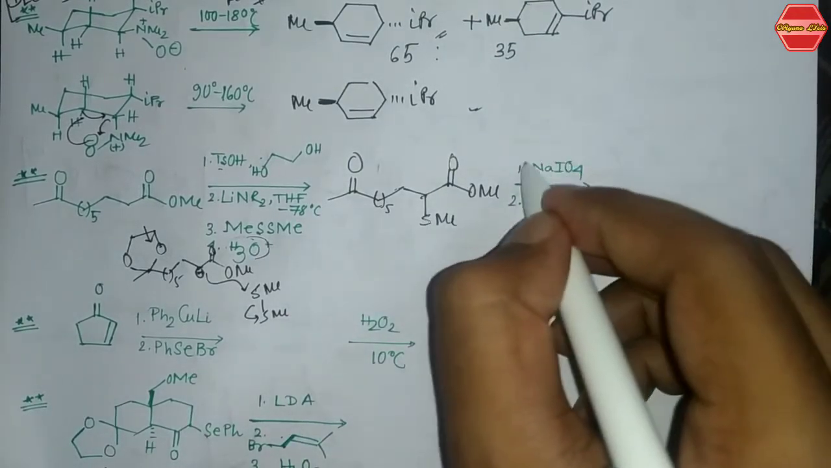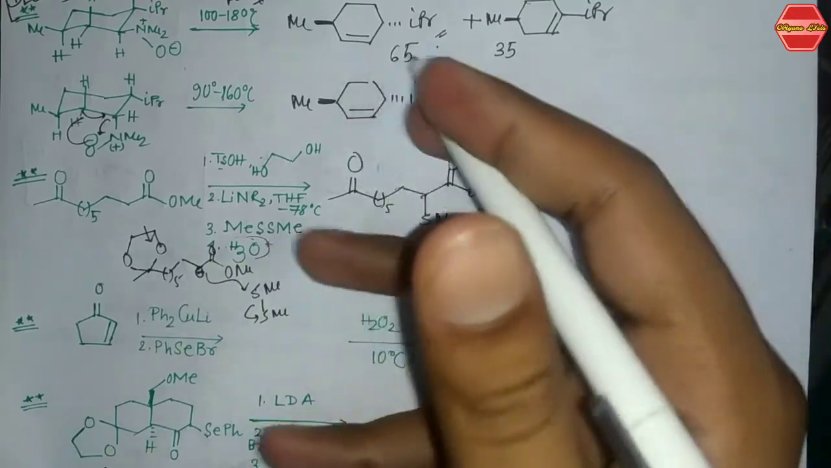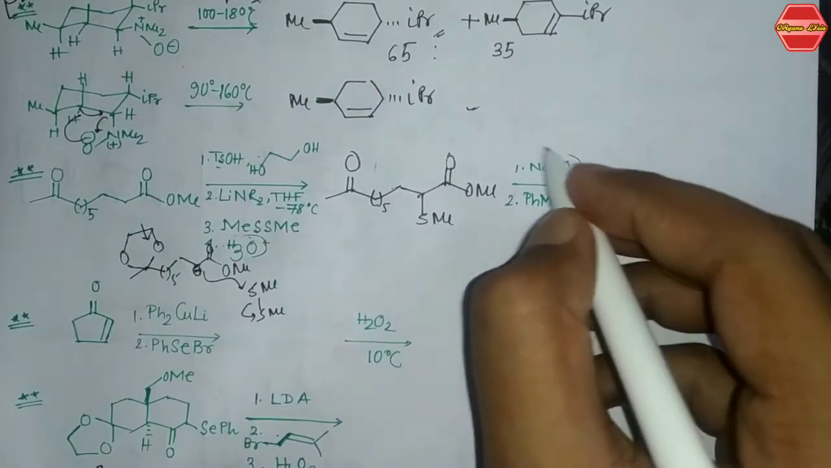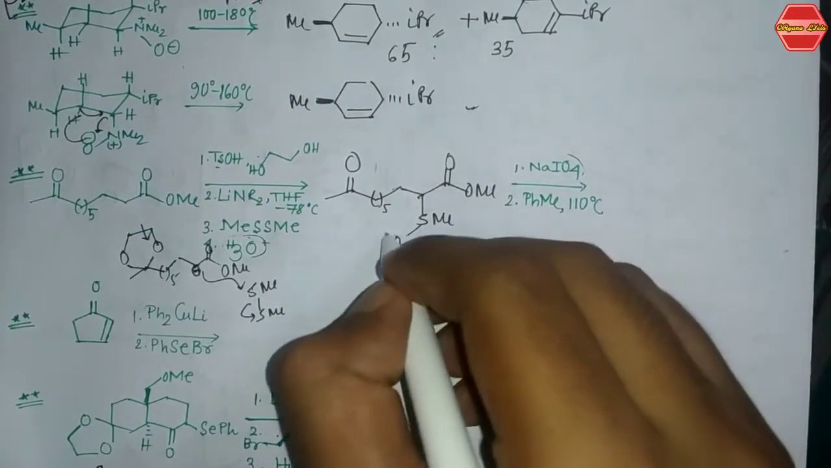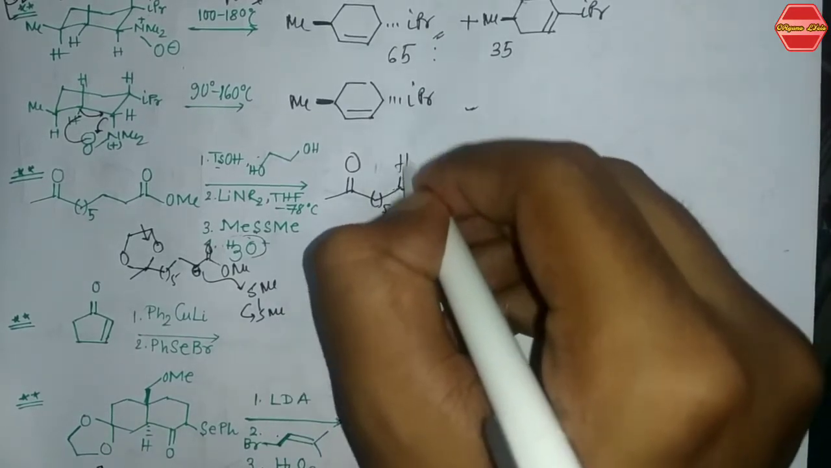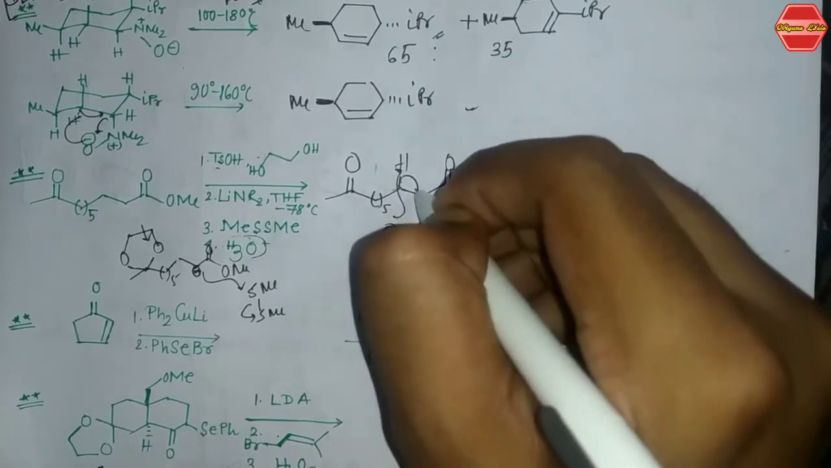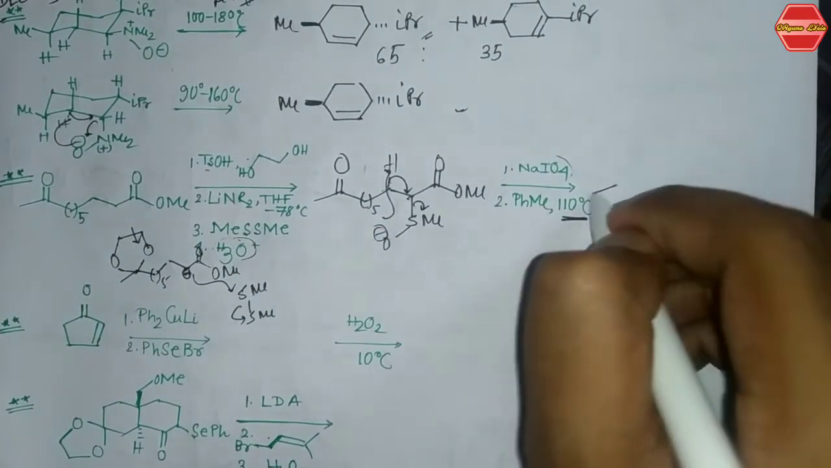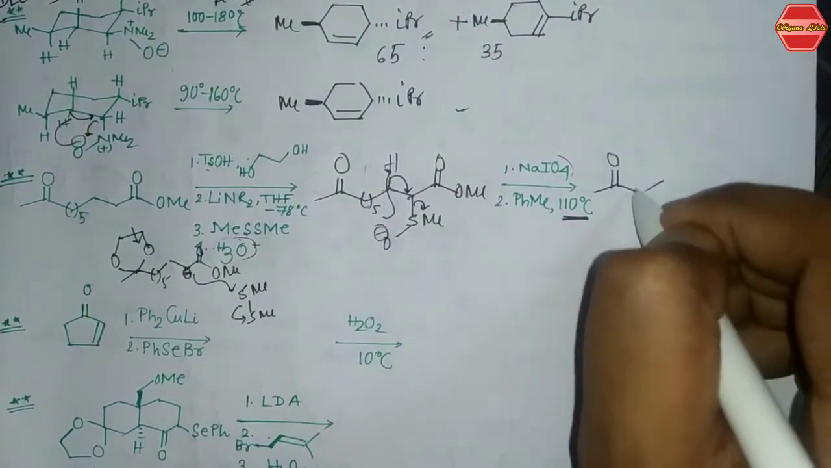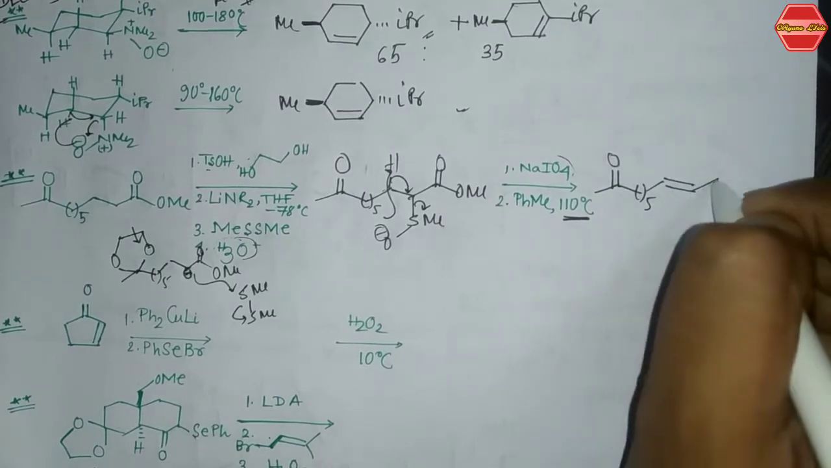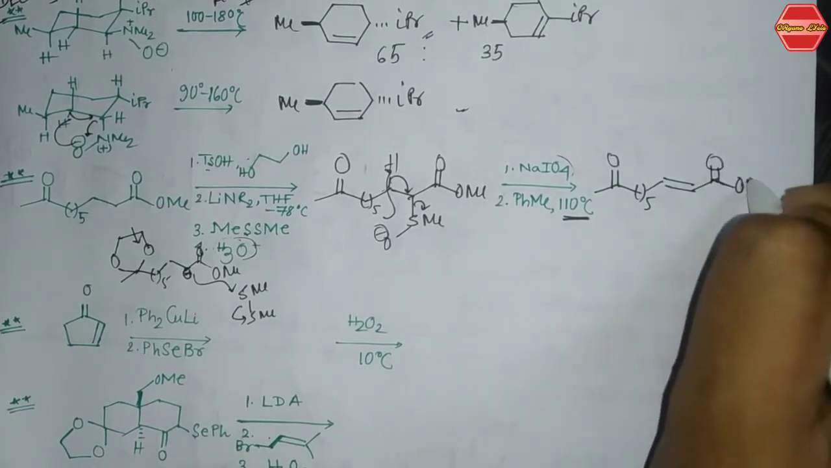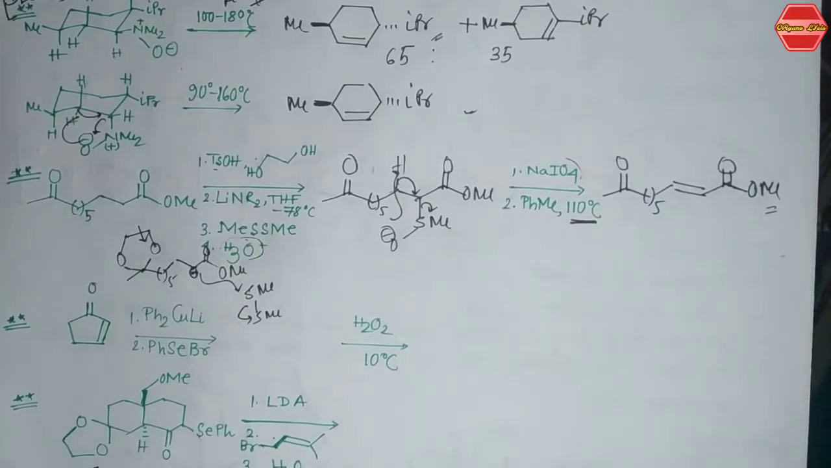Now in the presence of NaIO4, I already told you in the previous example, in the presence of H2O2 or NaIO4, you are getting this S oxide over here, and here you have the hydrogen. After heating, at 110 degrees, it takes a proton, it will go over here and leave from the system. So that is what it is, you are getting the product like this. So this is your major product for this reaction.